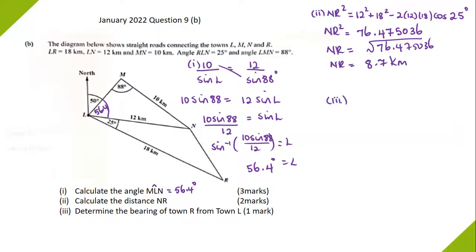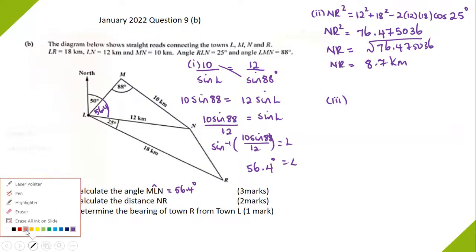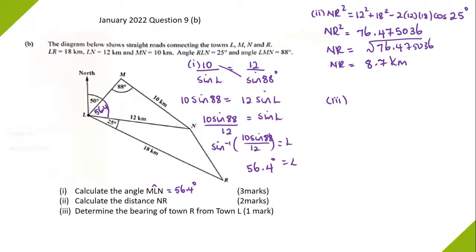Part 3 now, determine the bearing of town R from town L. So let's change the color for part 3. Determine the bearing of town R from town L. So this is L, so we are starting at L and we are going all the way down to R. Well, we see it is 1 mark, so that should be an easy thing. So we want to get that angle.